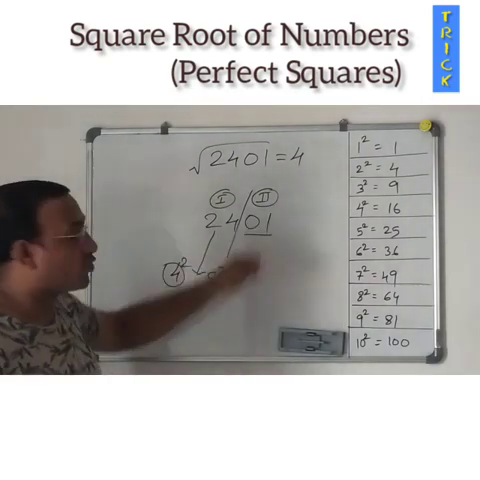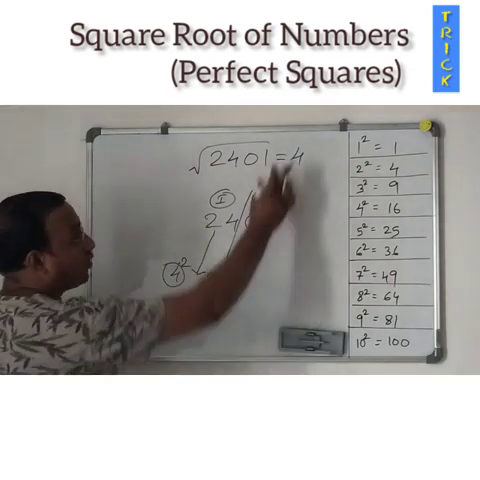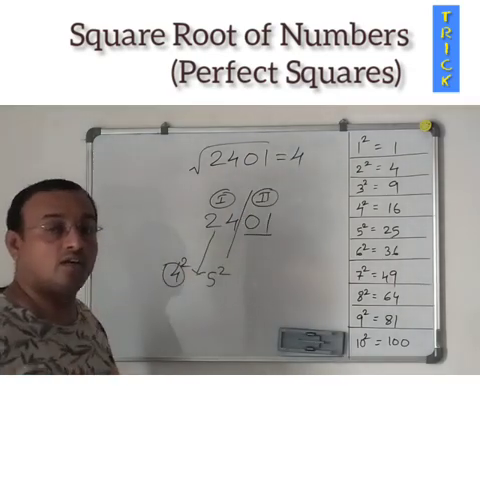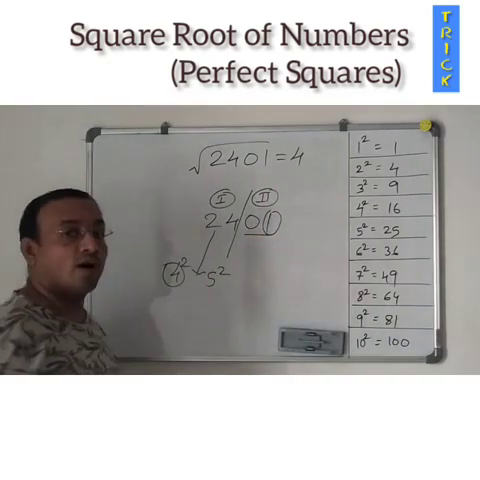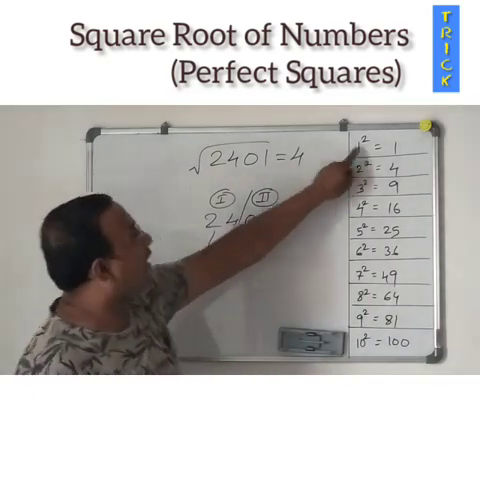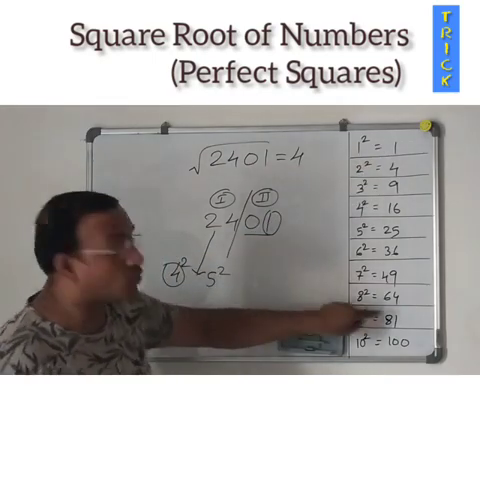Next friends, let's go for the second part. Seeing 0, don't keep 1 there friends. We must follow the trick and rules. So here 1. Which squares have 1 in their units place? That is 1 has 1 square 1 and also 9 square 81.